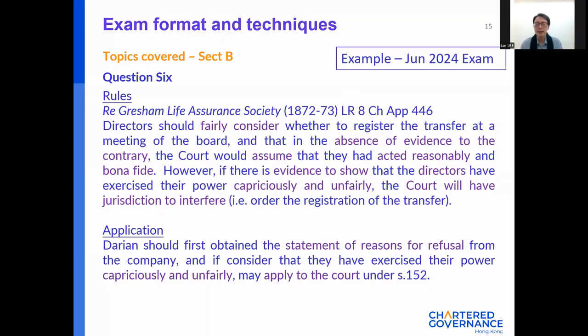So it's a step-by-step process, and that's the reason why Section 151 is important, because it forces the parties to move down the steps, go through the procedure, and not allow undue delay, so that either the transfer will be registered, or at least you get a statement of reasons for refusal, so you can know what you must do. Is there some information you need to provide? Is there some concern? Can you provide some information to allay the concerns of the board of directors? If so, everyone is happy, okay? But if they're acting unreasonably, or exercising their power capriciously and unfairly, then at least you have Section 152 and can apply to the court.